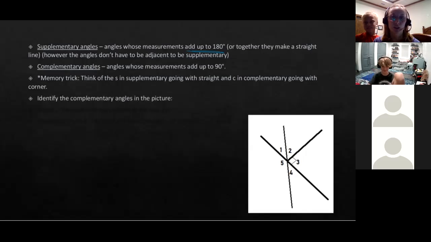Okay, so in this picture, what are two complementary angles? Can you find two angles that you know will add up to 90 degrees? 1 and 2.